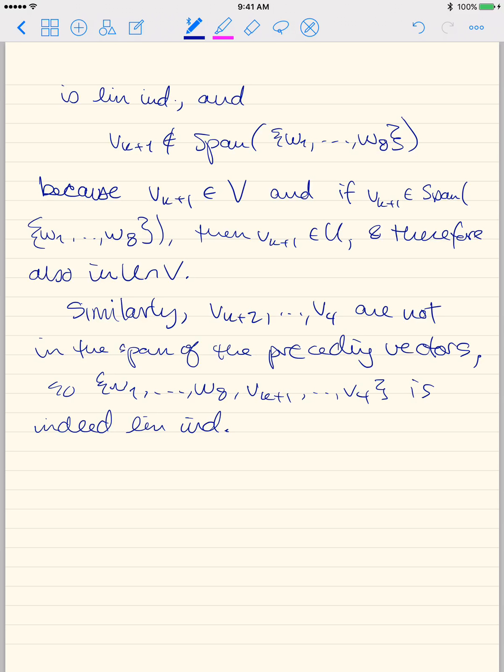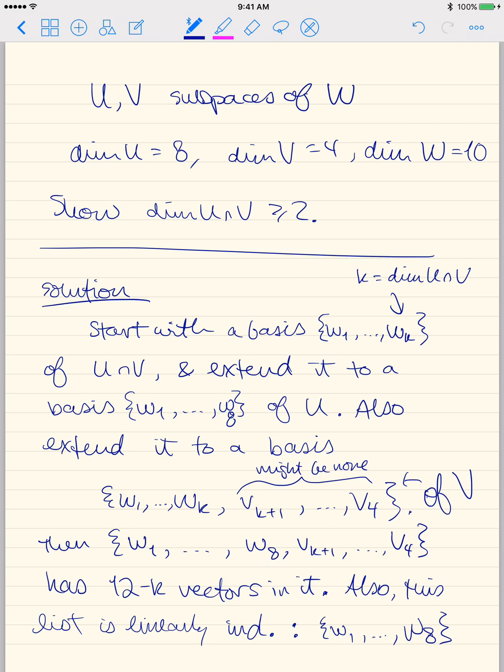Yes? Can you say again how we know that VK plus 1 isn't in the intersection of U and V? Because VK plus 1 showed up here in this basis after the vectors that formed a basis for U intersect V. So once we get up to WK, we've already covered all of the U intersect V space. And then we're adding other stuff besides that. So anything that appears later in that list cannot be in the span of the stuff that came before it.